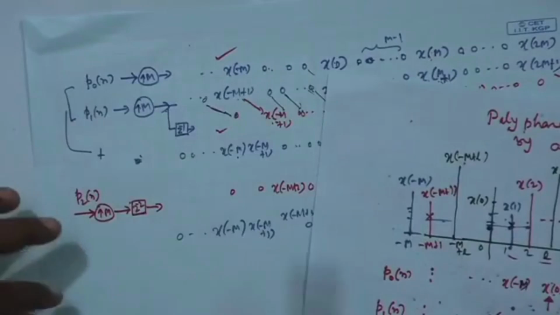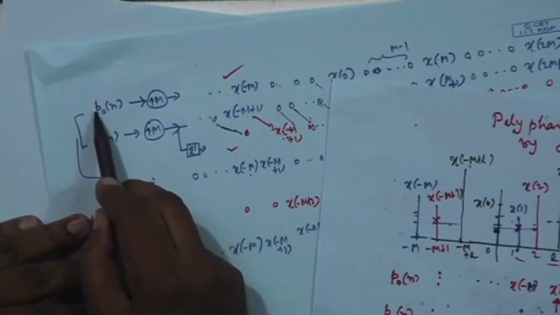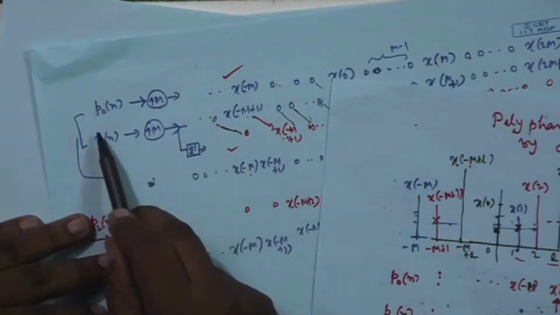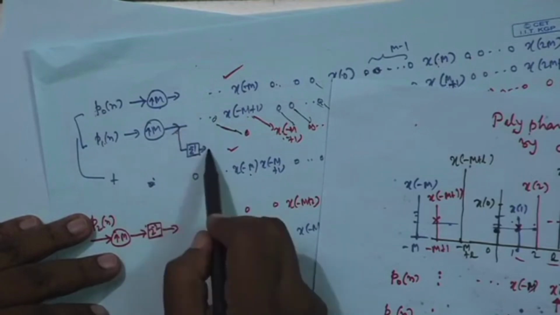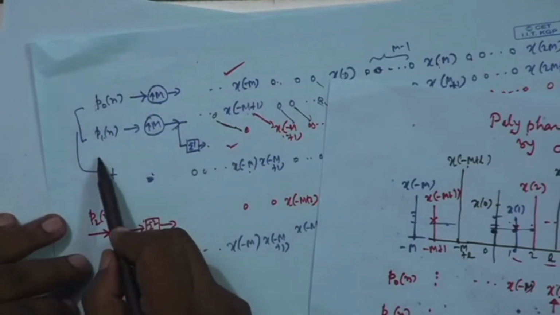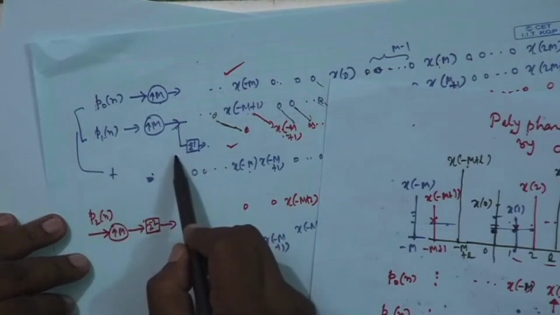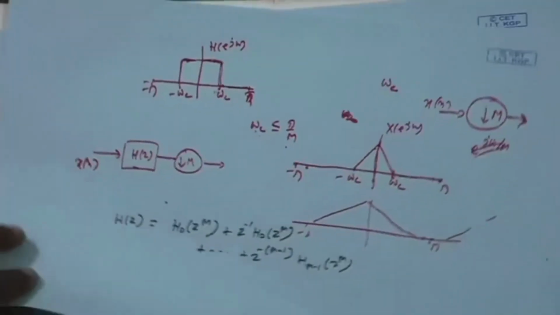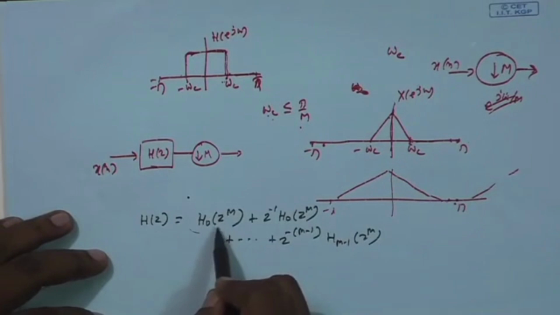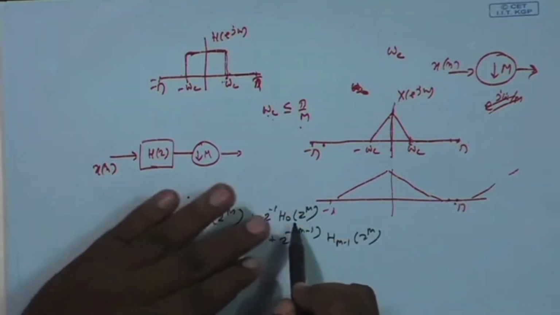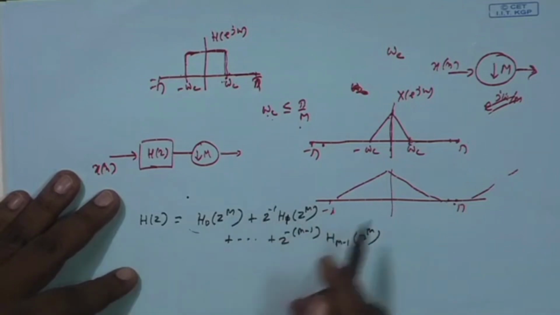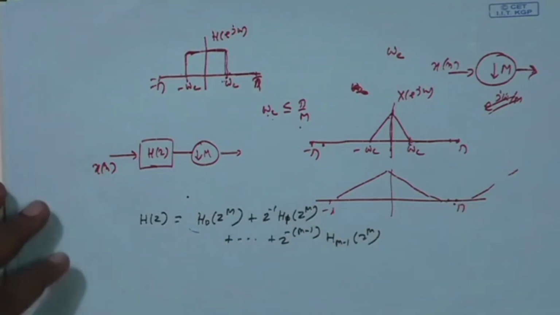So, in terms of Z transform, if the Z transform of P0(n) is capital P0(z), it is P0(z^M) because it is expanded. P1(z) becomes P1(z^M) times z inverse. P2(z) becomes P2(z^M) times z to the power minus 2. Overall, the Z transform will be a summation of these, and that is the polyphase decomposition. So H0 expanded, H0(z^M), then H1 expanded, with z inverse because of one shift. Next one will be H2(z^M) because expanded, then z to the power minus 2, and so on. This was your polyphase decomposition.